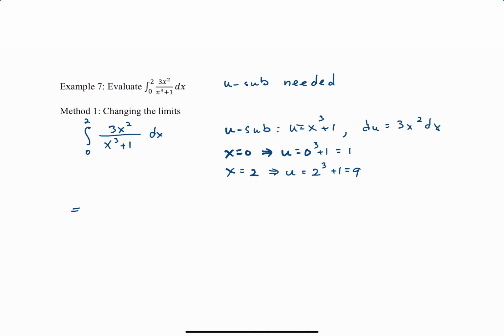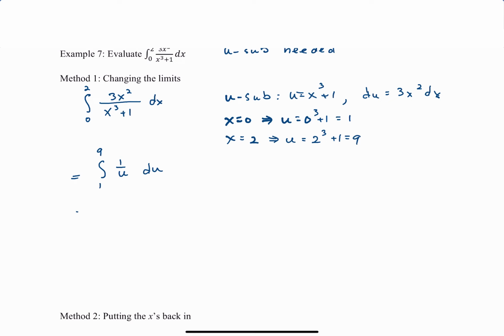So putting that all in, we have our 3x squared dx will turn into du. And then our x cubed plus 1 is our u, and that's in the denominator. And our limits of integration change to being from 1 to 9.